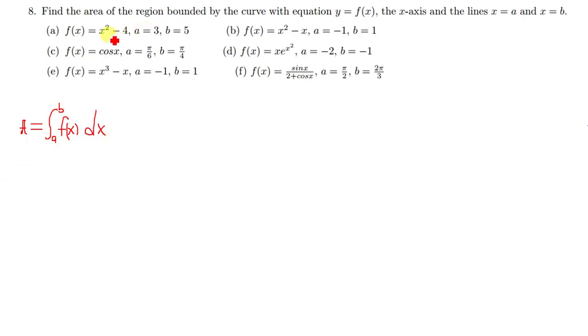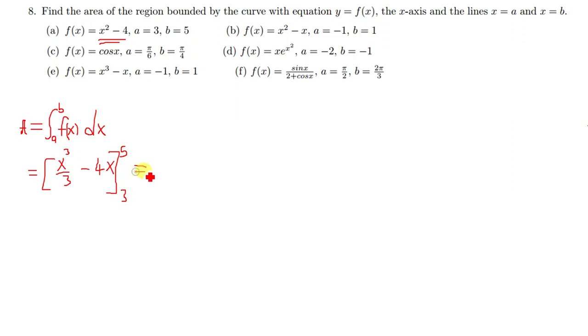To find the area of this expression, we first have to integrate it. When you integrate x squared, you get x to the power 3 over 3, and then minus 4x. Then we plug in the limits. The upper limit is 5 and the lower limit is 3.